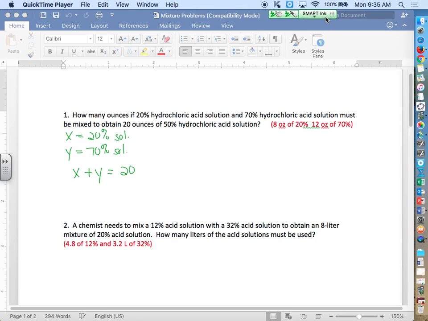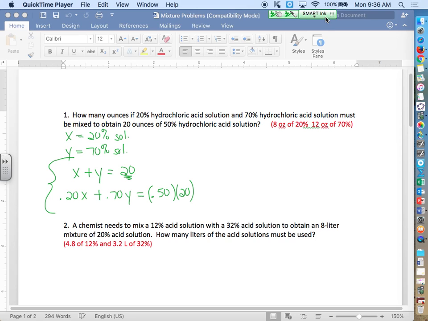And then in order to do that, I want to have the percent of the solution, which is the 0.20, times how much of that solution I have, the X value. And then 0.70 is the percent of hydrochloric acid in the second solution times Y, and I want to end up with the 50% solution. So that's 0.50 times the amount of solution which I have, which is 20 ounces is what I want to end up with. So these are our two equations that we need to come up with those amounts there.